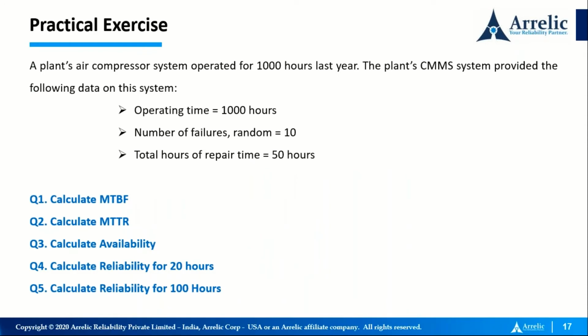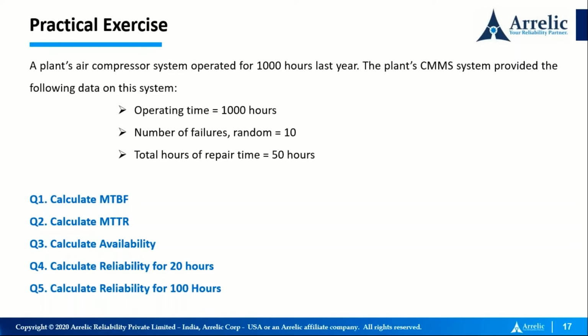Another example here. A plant's air compressor system operated for 1,000 hours last year, and the plant CMMS system provided the following data. Note that every time we refer to using the information from the CMMS system. So operating time, 1,000 hours, number of failures, 10, total hours of repair time, 50.